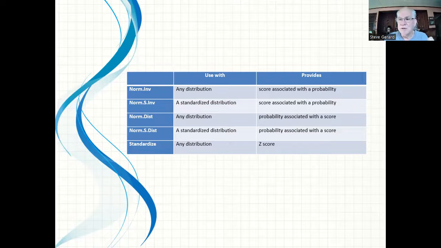This chart is where you start with every one of the problems this week. These are the 4 tests that are to be done. And of these, standardize is the simplest one. It just gives you a standardized score from a raw score every time. These 4, norm.inv, norm.s.inv, norm.dist, norm.s.dist, are the 4 big tools you're going to be using this week. I'll show you some examples of how to use those things.